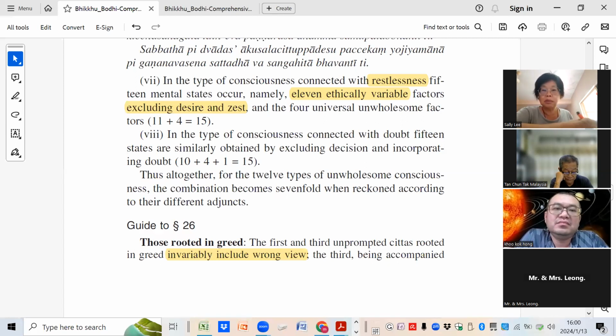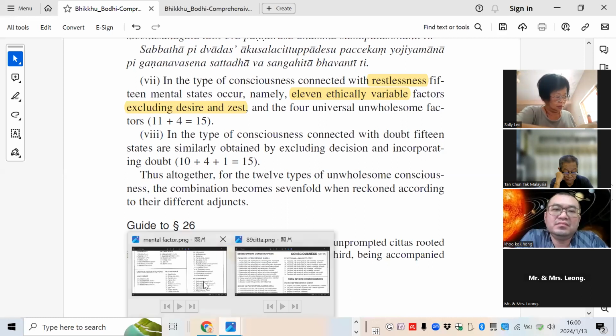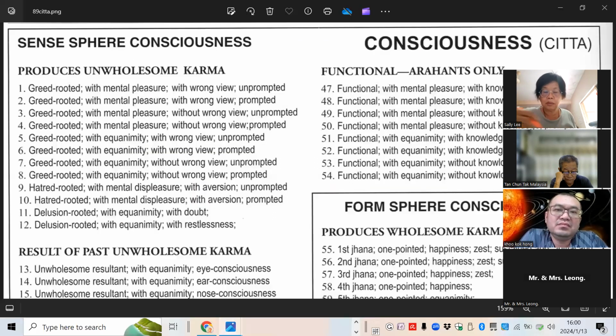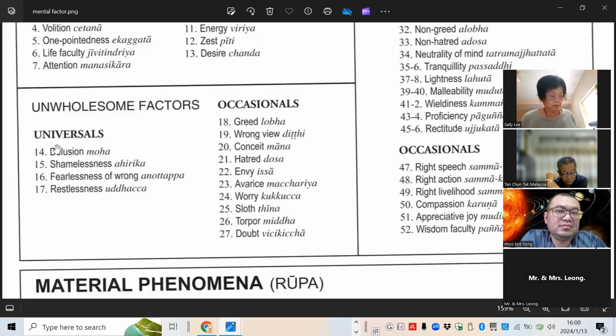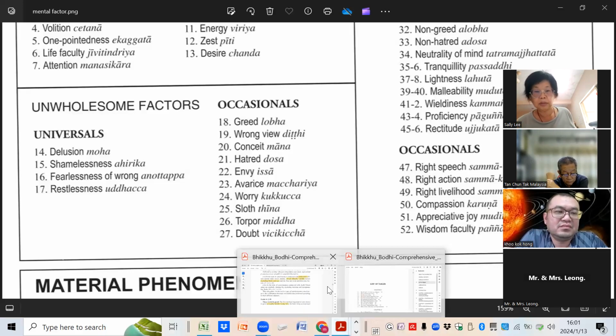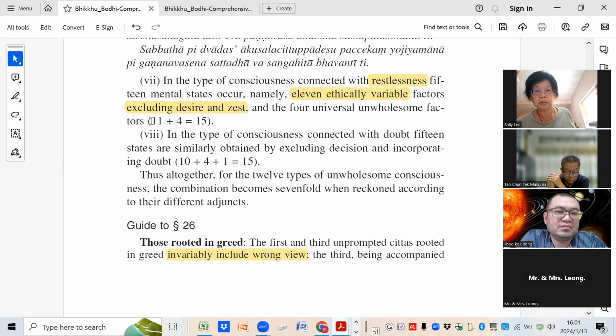So class, let's take a look. This is the 13. We have the minus 2: one is the zest, one is the desire. So we get 11. Then we have to add another 4. Remember, class, all unwholesome consciousness will possess the unwholesome universals. So we add another 4. Class, take a look. 11 plus 4 becomes 15.